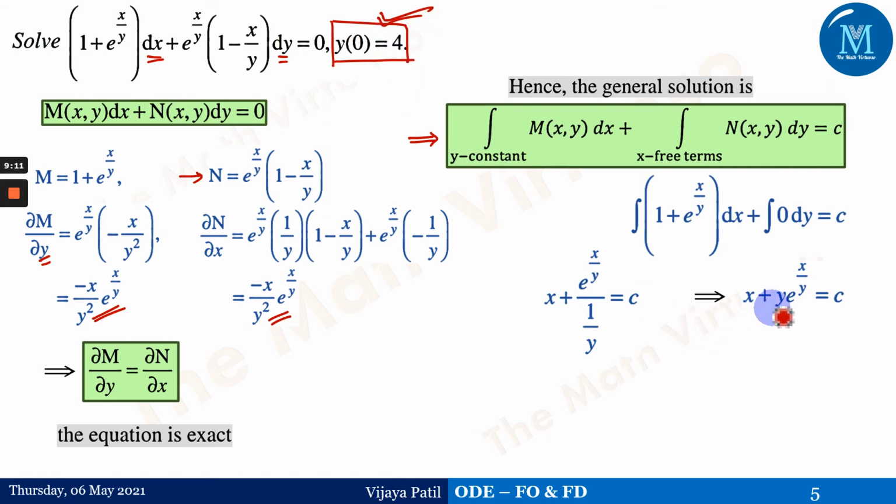Actually it's (x + y) e^(x/y) = c. So we have just adjusted this particular term here, and we'll be getting something like this. Now it's been given to us that y(0) = 4. What do you mean by y(0) = 4?